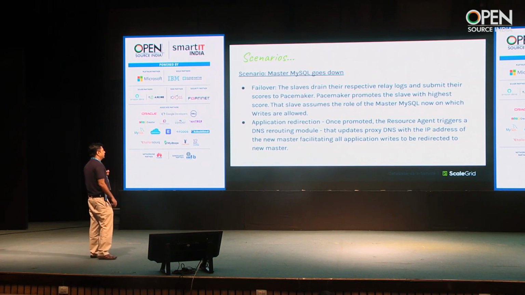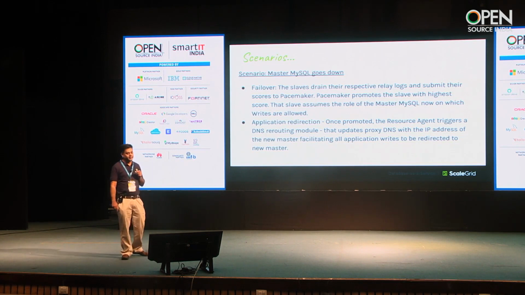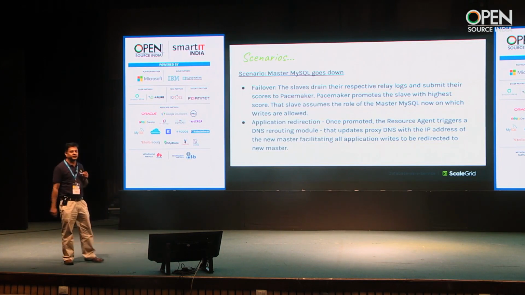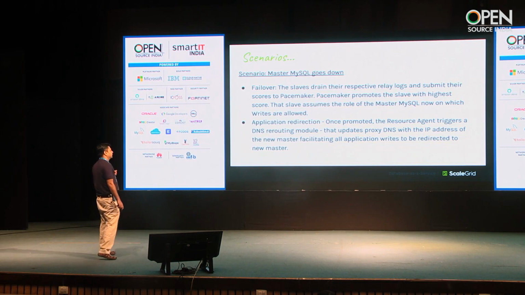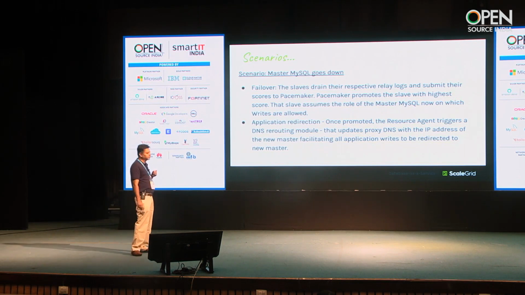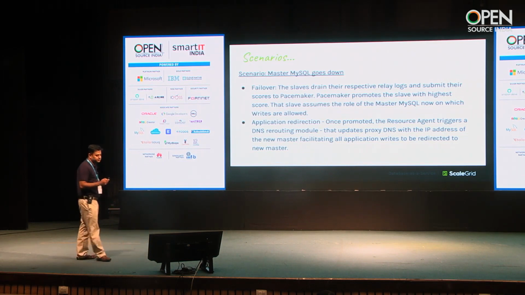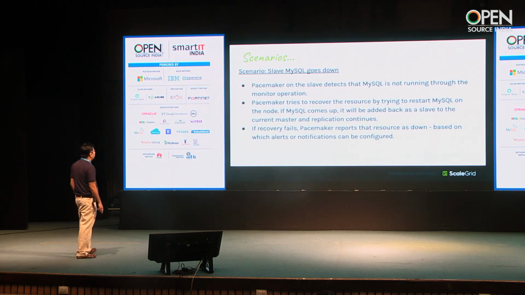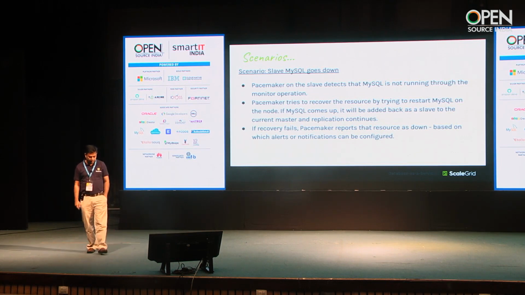So finally there is the application redirection. Once promoted, the resource agent triggers a DNS rerouting module, which updates the FQDN or the DNS name that we are using. It is going to map it to the IP address of the new node that got promoted. So this way all the application writes will be redirected to the new master now.